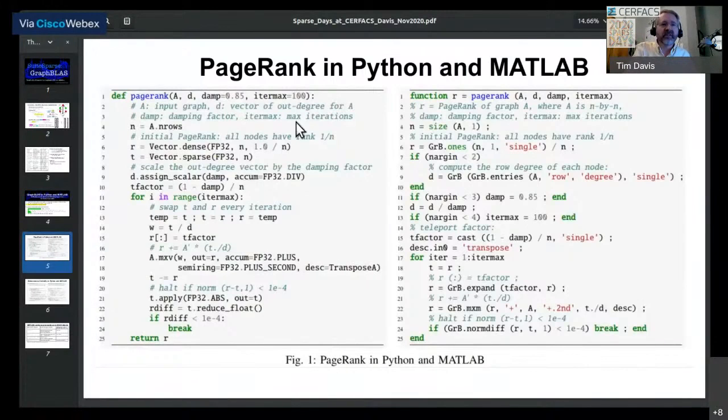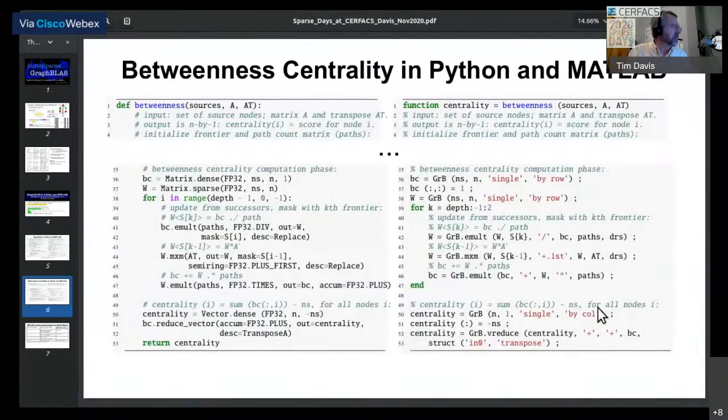Here's PageRank in Python on the left, MATLAB on the right. And here I'm using the plus-second semiring in both cases. So the plus is the conventional linear algebra, but second. Why? Because A times x, I just want to grab the value of x. It's like 1 times x if it's in the matrix A. So treat the matrix A as binary is what that operator is saying, and that saves me a memory load. I don't have to read the value of the matrix A. I can consider just its structure.